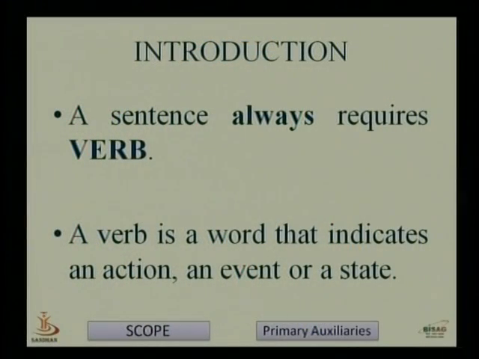Hello everyone. In today's session, we are going to learn primary auxiliary verbs. Every sentence requires a verb. If there is no verb in a sentence, the sentence cannot be meaningful. So, to make a logical, relevant and meaningful sentence, a verb is a must. But then, what is a verb? Let us first learn what a verb is. A verb is a word that denotes an action, an event or a state in a sentence.